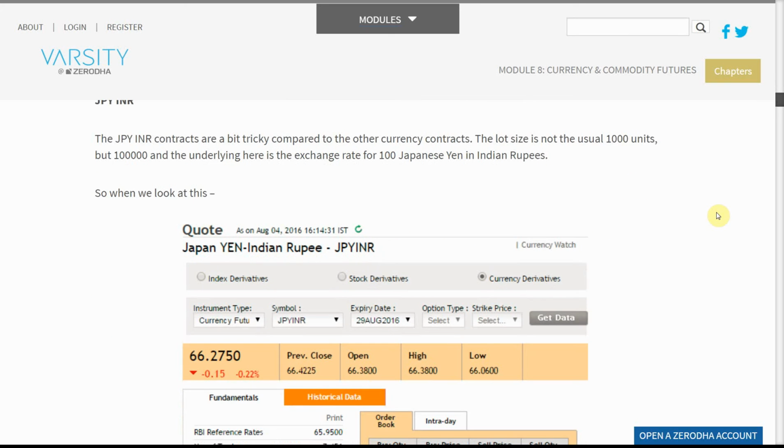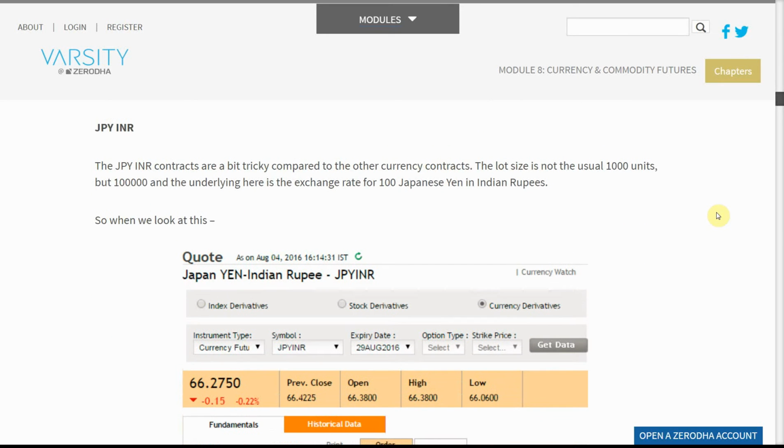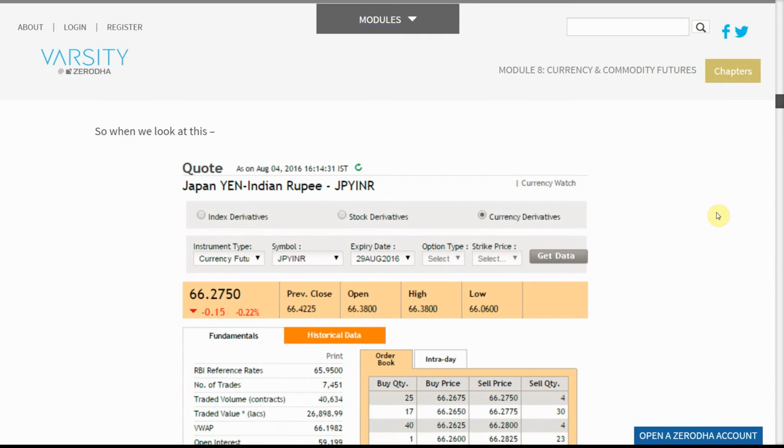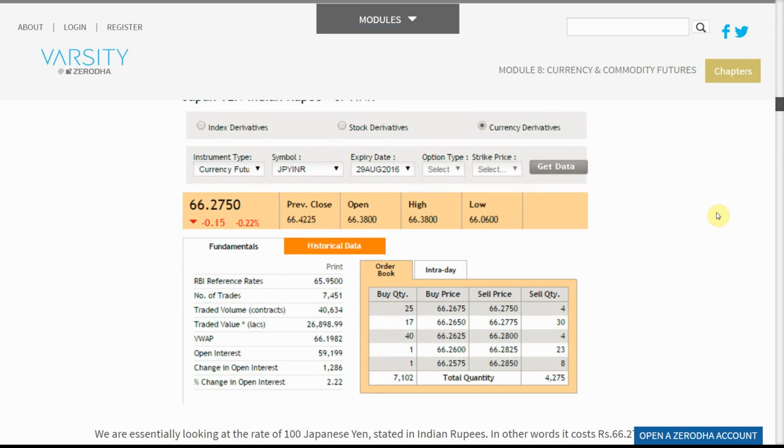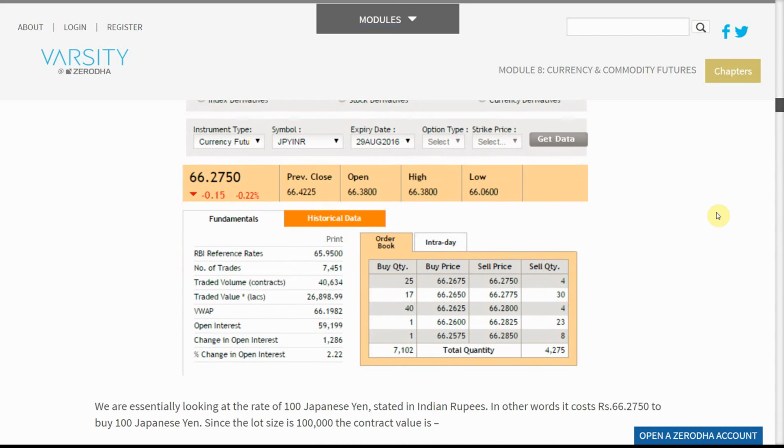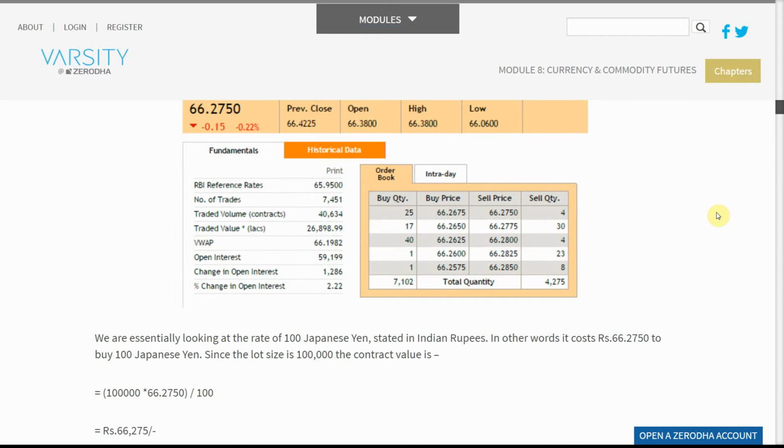JPY-INR. The JPY-INR contracts are a bit tricky compared to the other currency contracts. The lot size is not the usual 1,000 units, but 100,000, and the underlying here is the exchange rate for 100 Japanese yen in Indian rupees. So when we look at this, we are essentially looking at the rate of 100 Japanese yen, stated in Indian rupees. In other words, it costs 66 rupees .2750 to buy 100 Japanese yen.